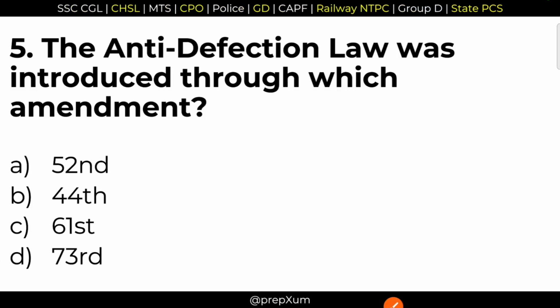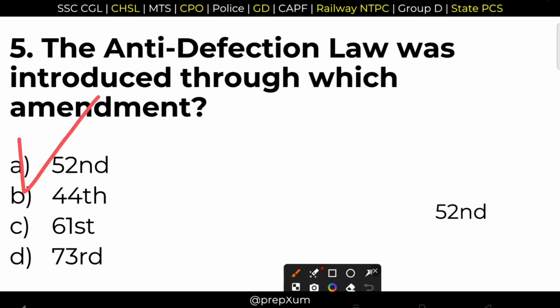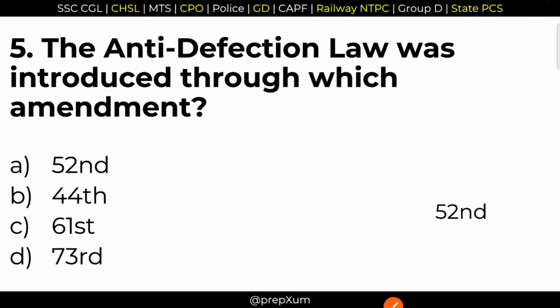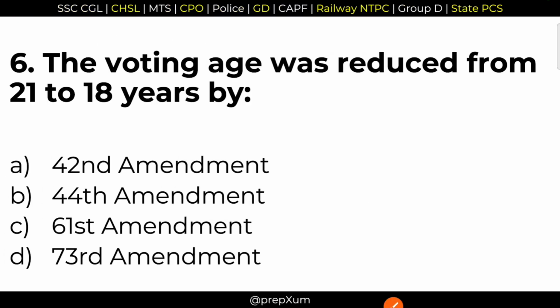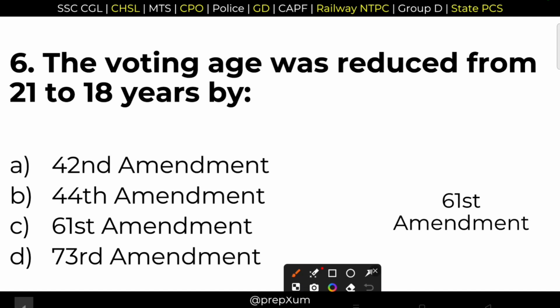5. The Anti-Defection Law was introduced through which amendment? Option A is the correct answer, the 52nd Constitutional Amendment Act. 6. Voting age was reduced from 21 to 18 years by the 61st Constitutional Amendment Act. Very important question. Option number C is the correct answer.